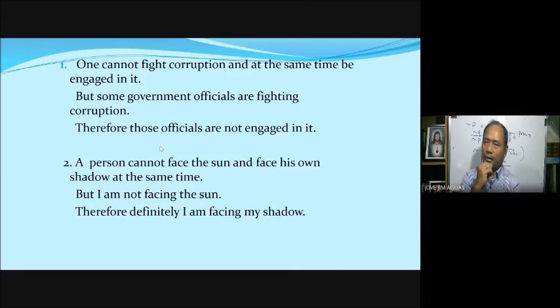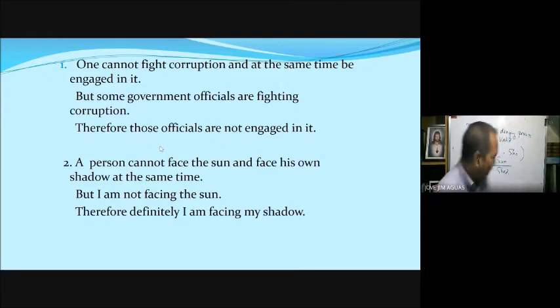When you think, if the sun is here on my side, then my shadow is here on the other side. That means I am neither facing the sun nor facing my shadow. I am facing this direction. So it's a multiple conjunction, right?